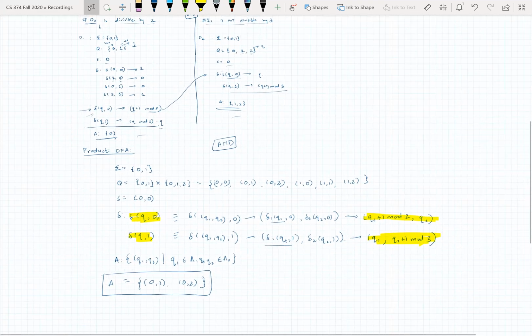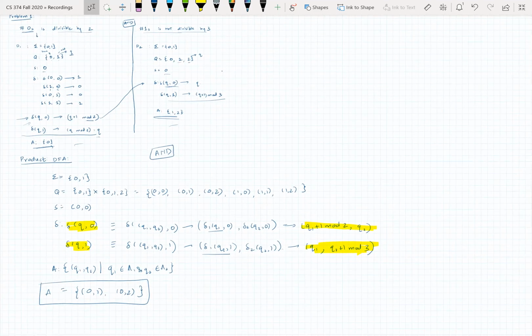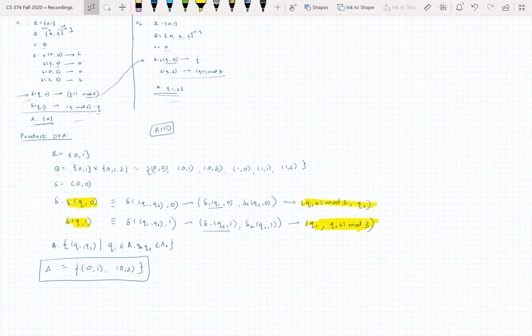I hope you have understood that. You can also draw a diagram for this because this is a small DFA. It is not too difficult to draw a diagram, but usually in product constructions, we will restrict ourselves to describing the DFAs because it makes writing the transition functions easier.